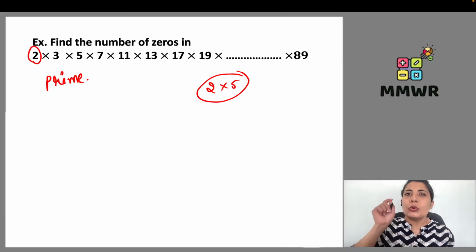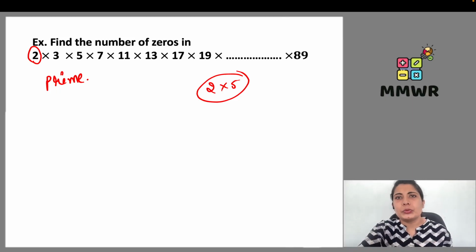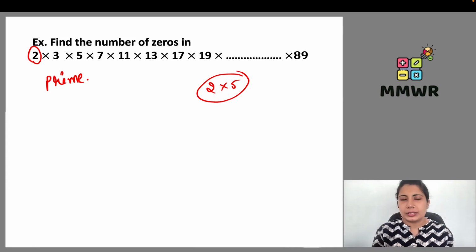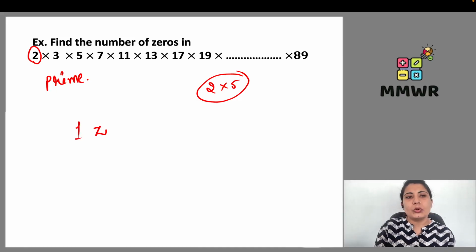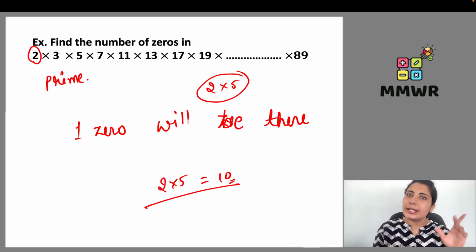So, first of all, 2 is the only even prime number. The other even numbers are not prime. 4, 6, 8, 10, all of them are definitely divisible by 2. That is why they are not the prime number. So we have only 2 as the prime number here. That means 5 will give us a zero only with 2. And we have only one 2 here. That means one zero will be there. Right? How many zeros will be there? Only 1. So 2 multiplied by 5 is going to give me 10, which is only one zero.